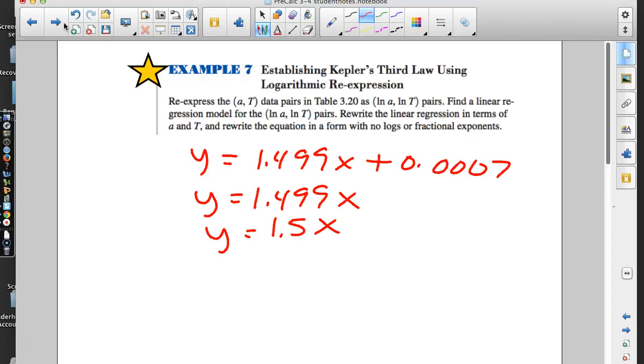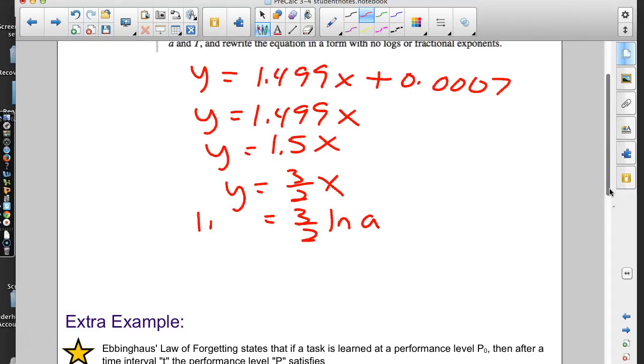1.5, that's a fraction, isn't it? How do you write that? 3 halves. Now, remember, we re-expressed this data. So what we're really doing right now is the natural log of A for our x's, and for our y's, the natural log of T. That was what we re-expressed the data as. We put them in there as natural logs.